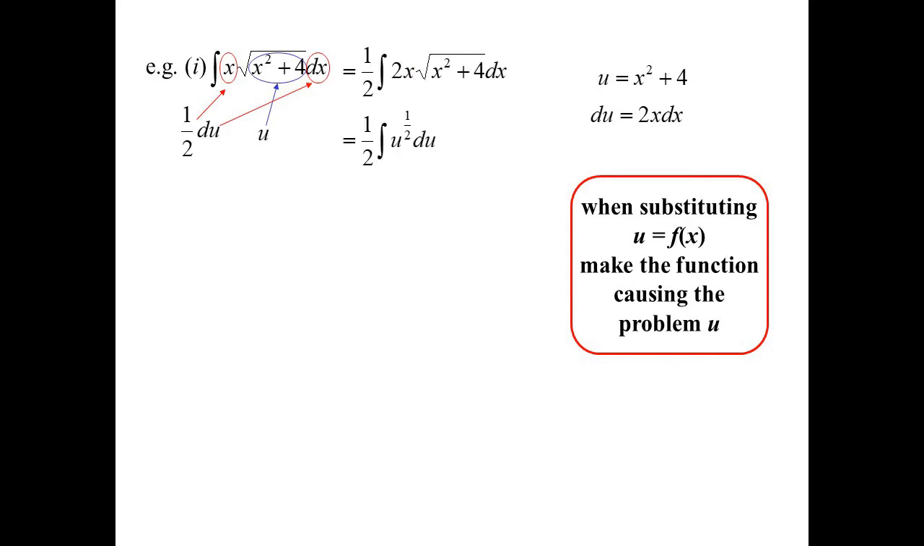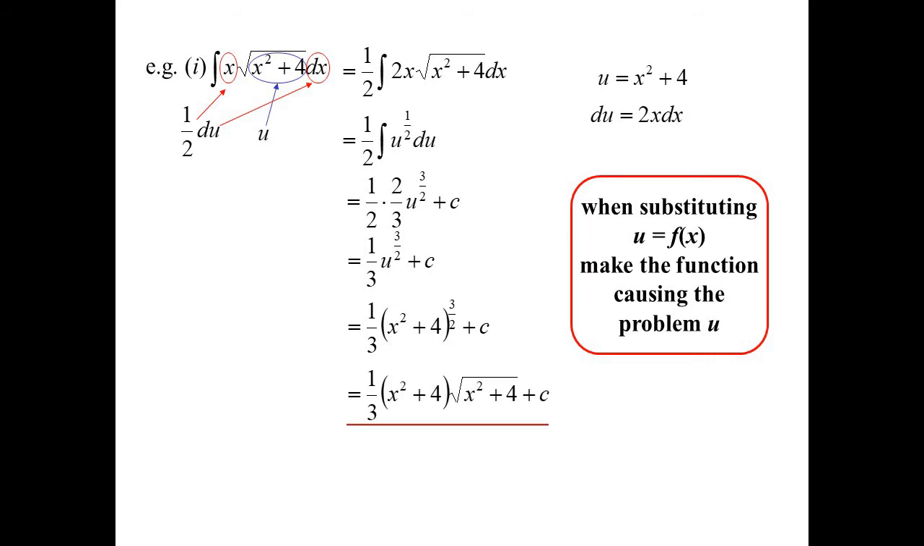So we end up with the integral, or half the integral, of u to the power of a half. Add 1 to the power over the power. Sub back in for u. Mere mortal answer. Super mathematician: 1/3 (x squared plus 4) root (x squared plus 4). That's one way we could approach this one.